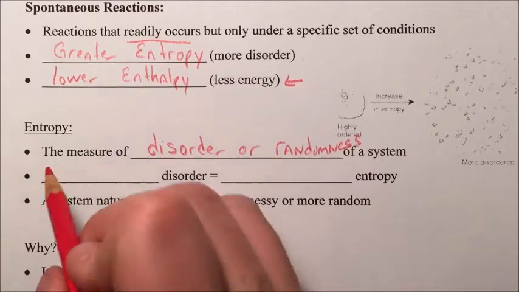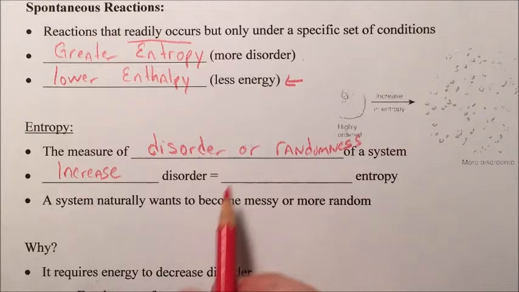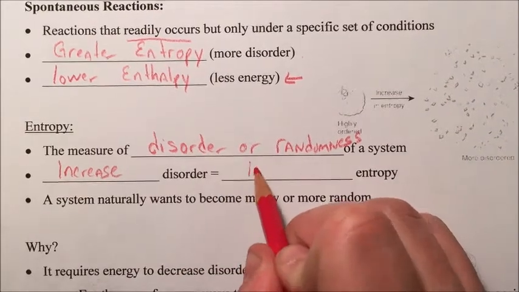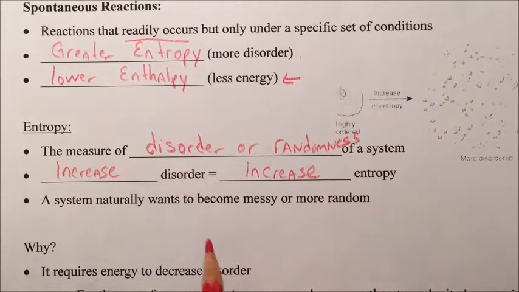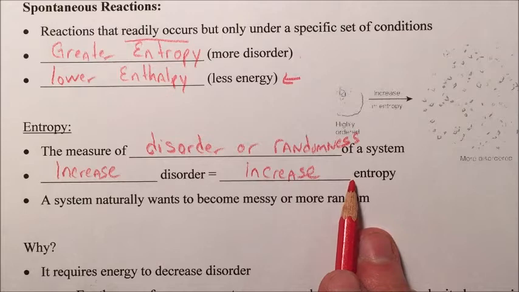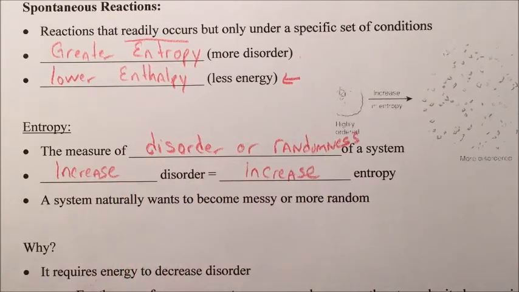We find that if we increase the disorder, we're going to be increasing entropy. Okay. So again, this is just explaining what that measurement is for. Just like for kinetic energy, we're saying that we're going to be increasing temperature. Okay, that's the same kind of relationship here.